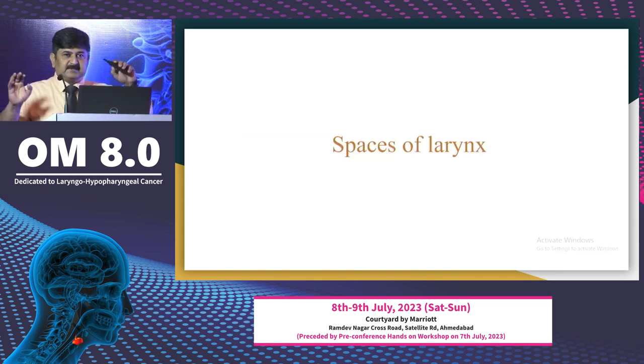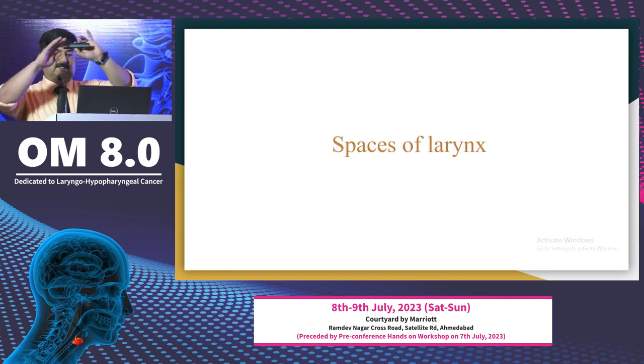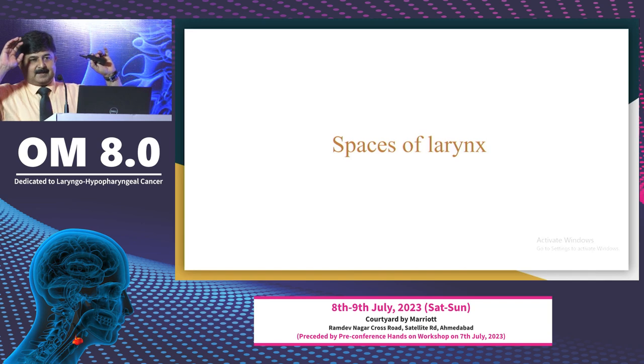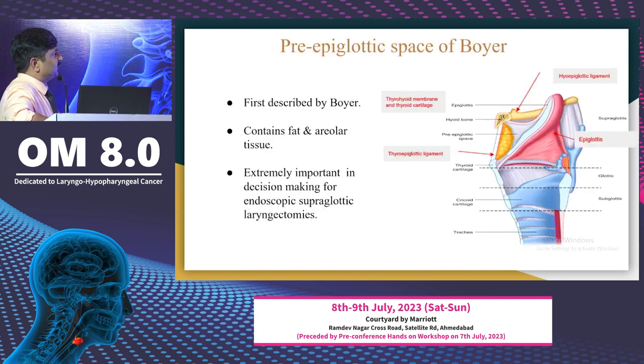So now you can see glottis, supraglottis and subglottis are three distinct structures. They have different origin, different lymphatic supply and lymphatic drainage, and that is why we have divided the larynx into three segments. Now, spaces of larynx.